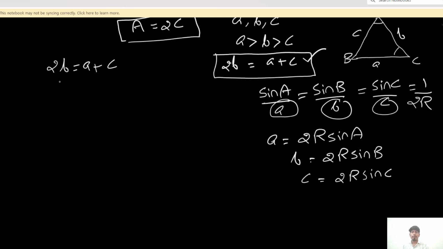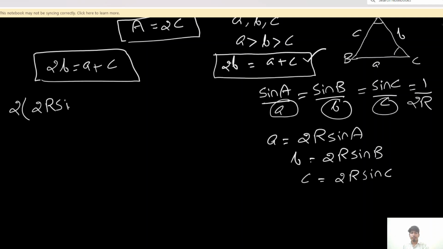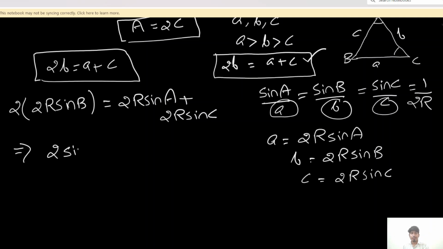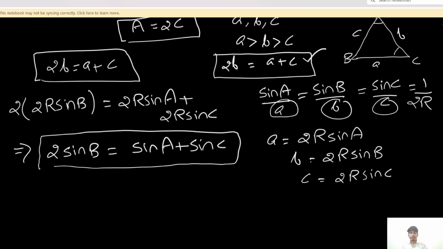Students, then put values here: 2 into 2R sine B is equal to 2R sine A plus 2R sine C. Then if we take 2R common, this equation becomes 2 sine B is equal to sine A plus sine C. Then apply here A is equal to 2C, then 2 sine B is equal to sine 2C plus sine C.